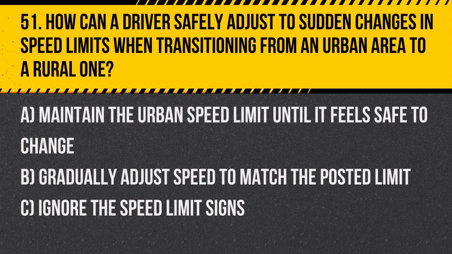Question 51. How can a driver safely adjust to sudden changes in speed limits when transitioning from an urban area to a rural one? A. Maintain the urban speed limit until it feels safe to change. B. Gradually adjust speed to match the posted limit. C. Ignore the speed limit signs.